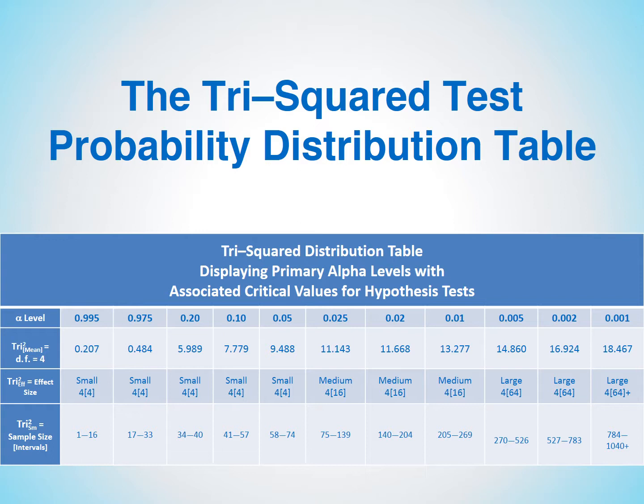Here's an example of the tri-squared test probability distribution table. This particular distribution table displays the primary alpha levels associated with the critical values for hypothesis testing using tri-squared. Uniquely, error values and alpha levels are directly associated in tri-squared depending on the size of the actual N, or the number of observations or participants that are participating in the study.